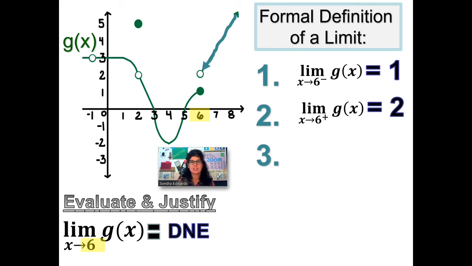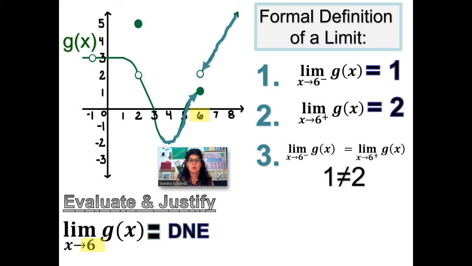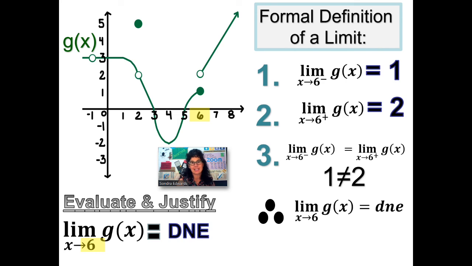It isn't until step 3 when we want to say that the limit from the left and the limit from the right are the same. And of course, 1 does not equal 2. So we can finally declare, therefore, the limit as x approaches 6 of g of x does not exist. It's because it's breaking that step 3.